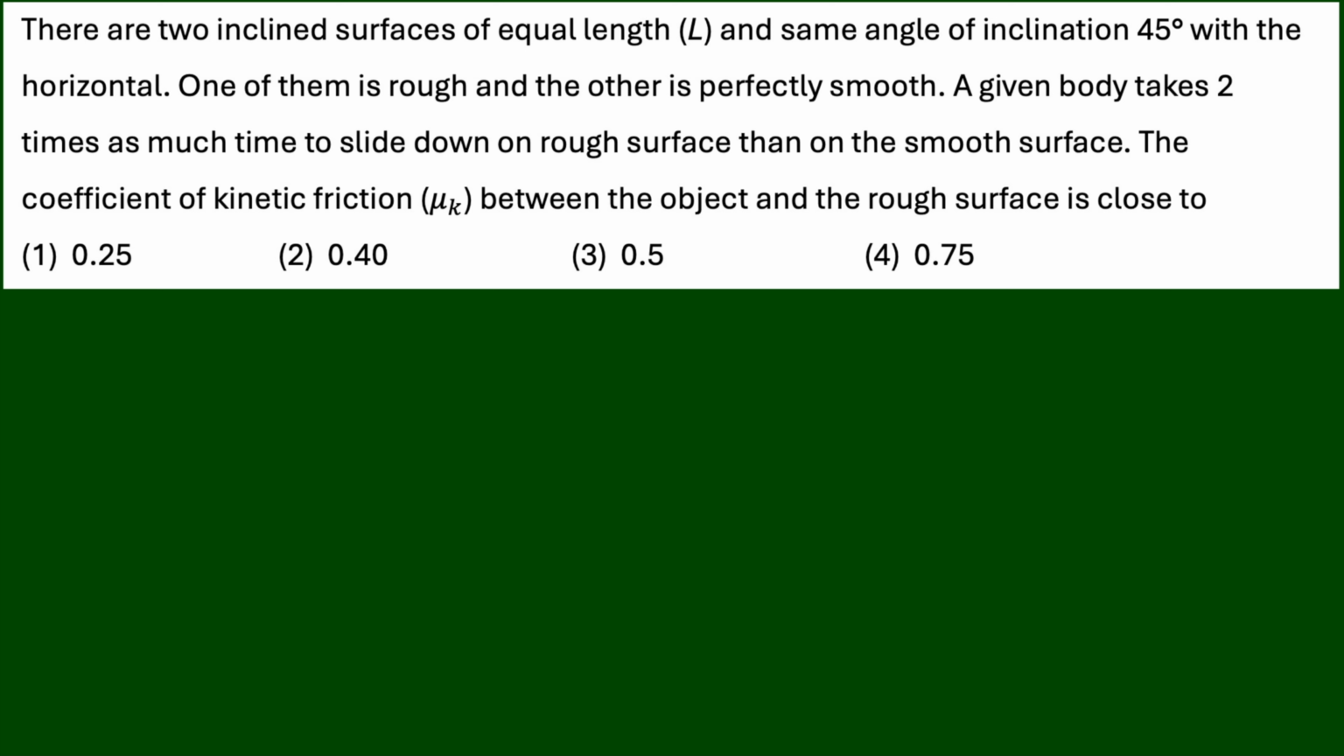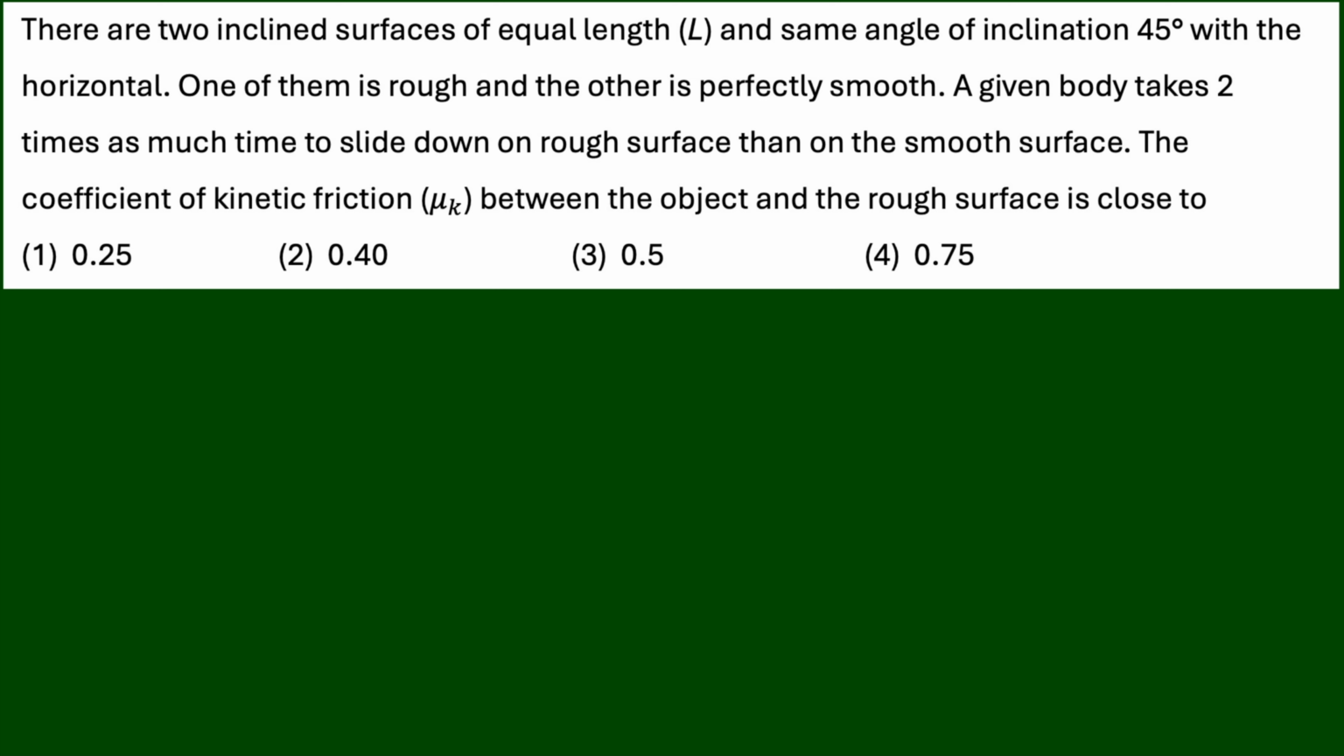We solve one question from NEET 2025. Given that there are two inclined surfaces of equal length and same angle of inclination, 45 degree with the horizontal. One of them is rough and the other is perfectly smooth. A given body takes 2 times as much time to slide down on the rough surface than on the smooth surface. The coefficient of kinetic friction between the object and the rough surface is close to.